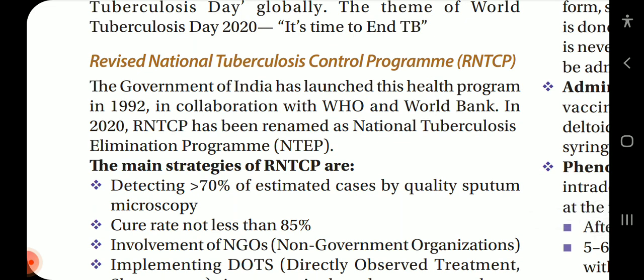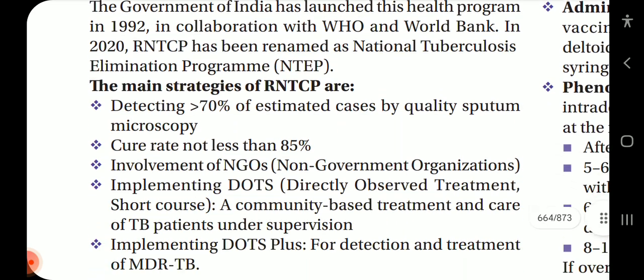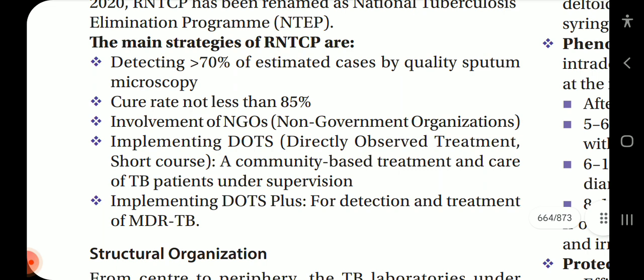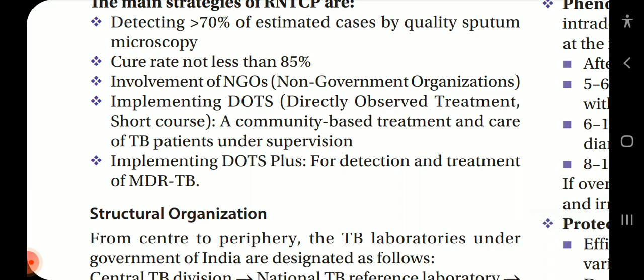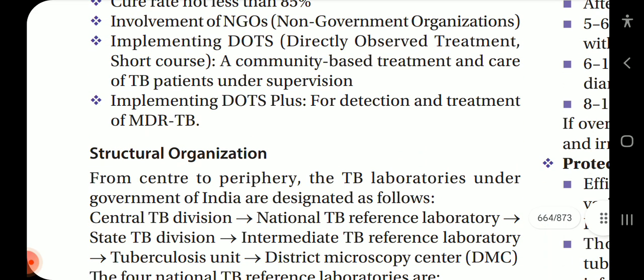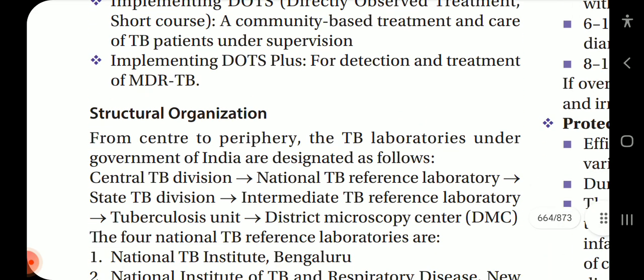Now, the Revised National Tuberculosis Control Program (RNTCP). The Government of India launched this program in 1992 in collaboration with WHO and World Bank. In 2020, RNTCP has been renamed the National Tuberculosis Elimination Program (NTEP). The main strategies of RNTCP are detecting more than 70% of the estimated cases by quality sputum microscopy, cure rate not less than 85%, involvement of NGOs, non-governmental organizations, implementing DOTS, directly observed treatment short course, a community-based treatment and care of TB patients under supervision, and implementing DOTS Plus for detection and treatment of MDR-TB.